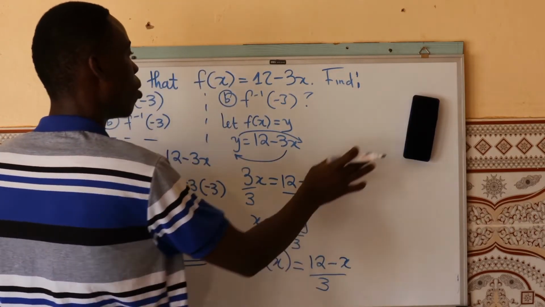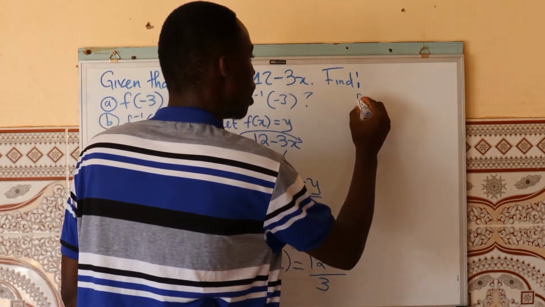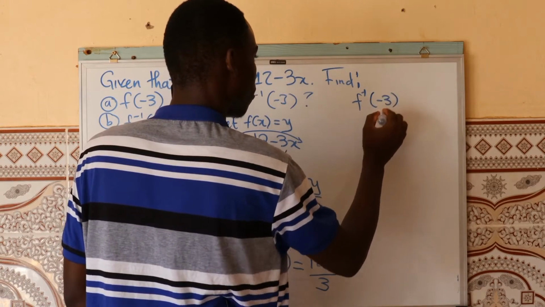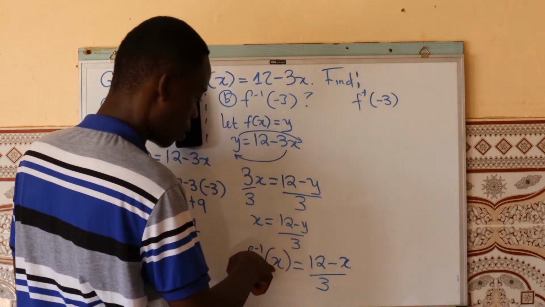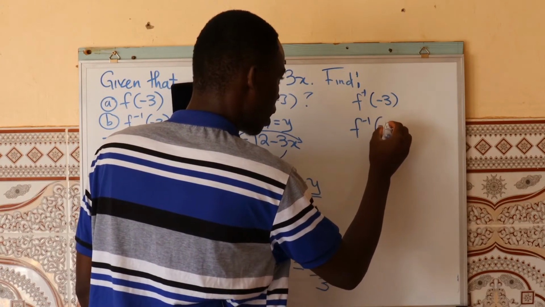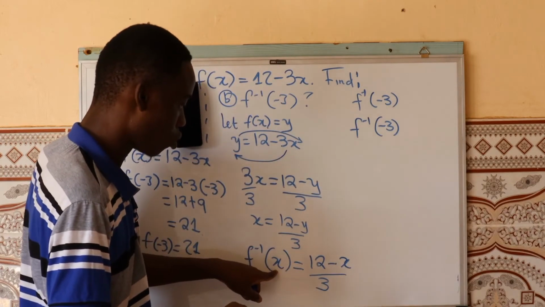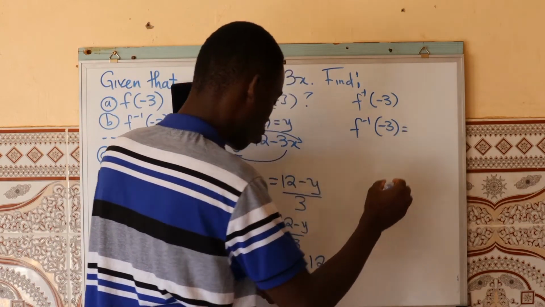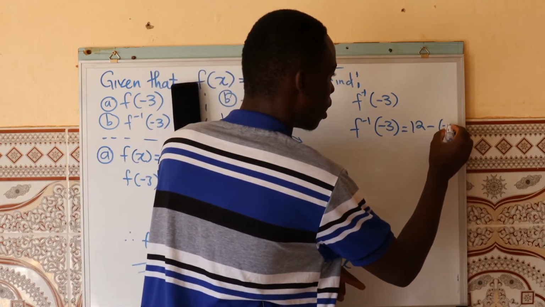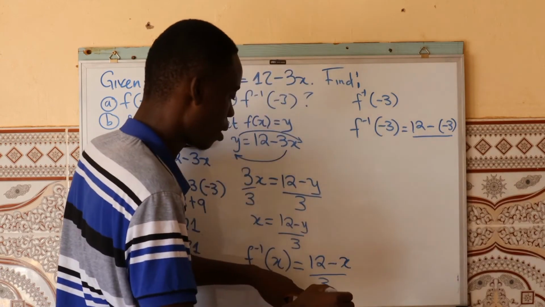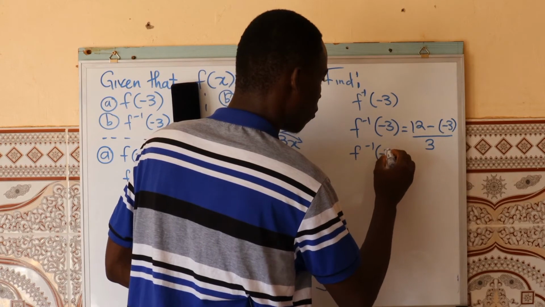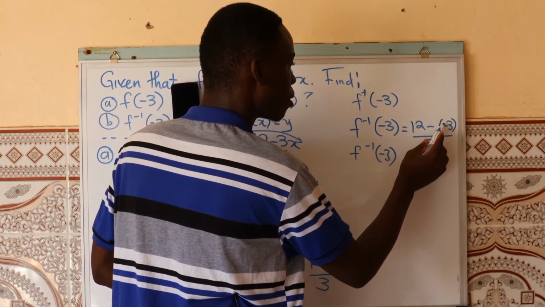Having this formula, we now get to find f inverse of negative 3. So where there's x, replace with negative 3. Hence f inverse of negative 3 is equal to 12 minus negative 3 divided by 3, which is equal to 12 minus 3.